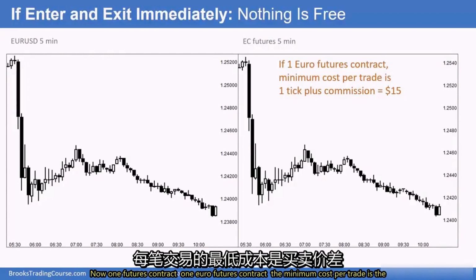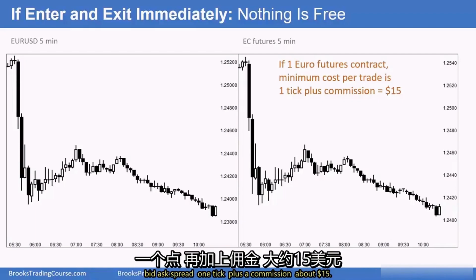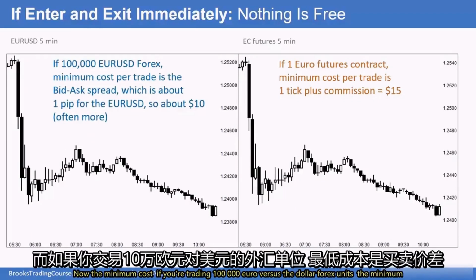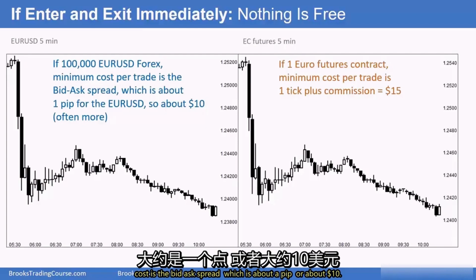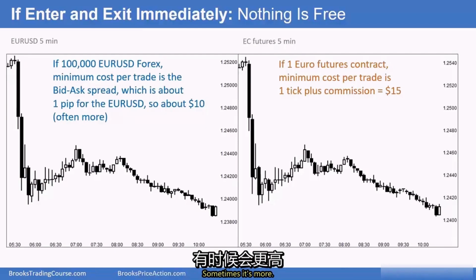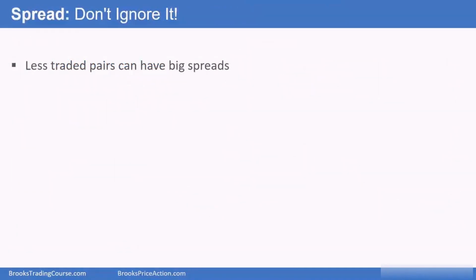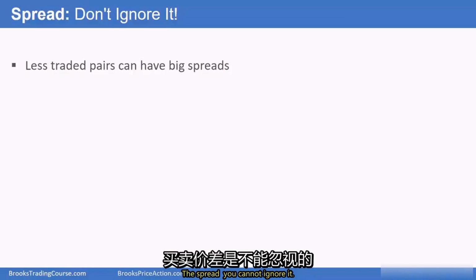Now, one Euro futures contract, the minimum cost per trade is the bid-ask spread, 1 tick, plus a commission, about $15. Now, if you're trading 100,000 Euro versus the dollar Forex units, the minimum cost is the bid-ask spread, which is about a pip, or about $10. Sometimes it's more. So the cost is comparable. The spread, you cannot ignore it.